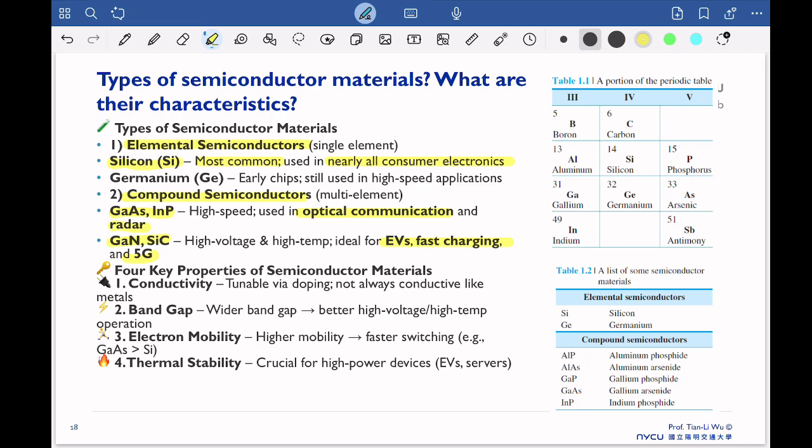And also, when we talk about semiconductor materials, there are four critical properties. First is conductivity, then band gap, electron mobility, and also thermal stability. These are very important for our semiconductor materials.